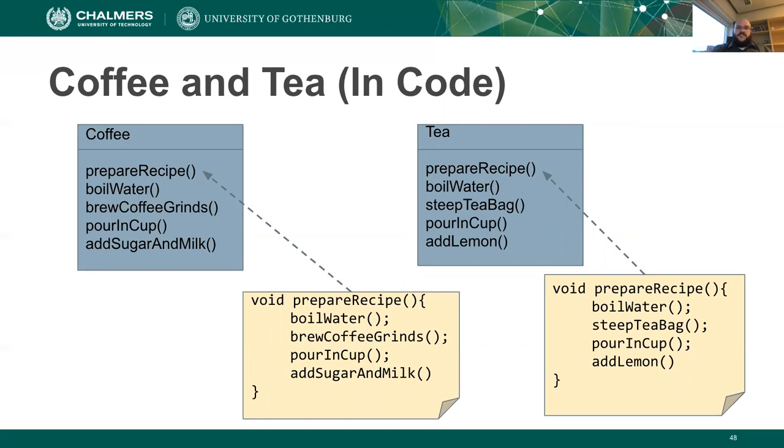Basically, these are almost the same recipe, right? You likely have some code duplication going on here. And when we have duplication, that's a good sign that we need to clean up our design. So our first inclination, right? We should maybe take these common steps, abstract them into a base class, and inherit those common steps, right?